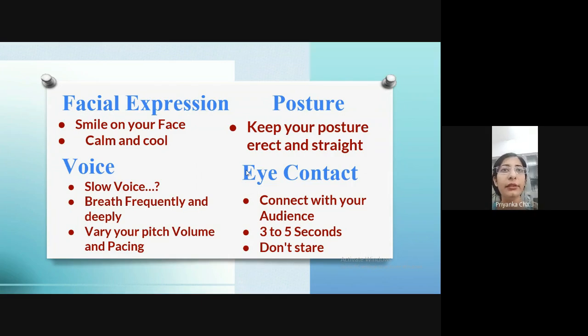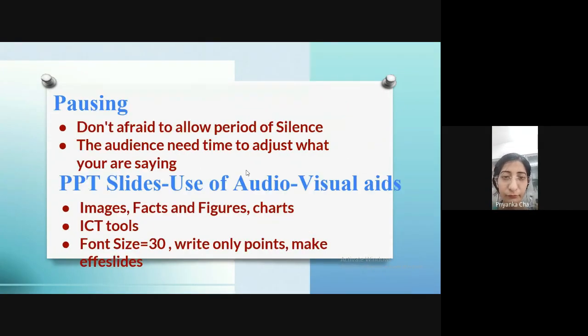While speaking, you should take a pause. Don't be afraid of taking a pause, because you require pauses in between, and also people need some time to understand what you are saying.